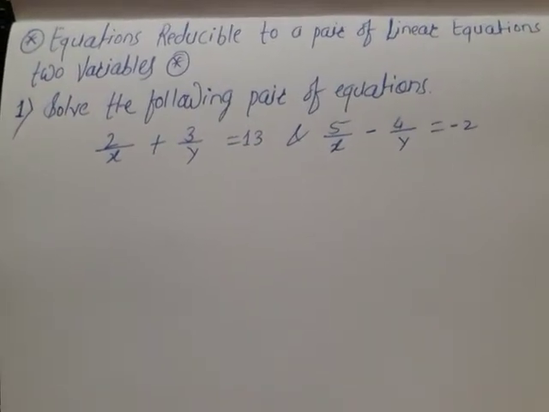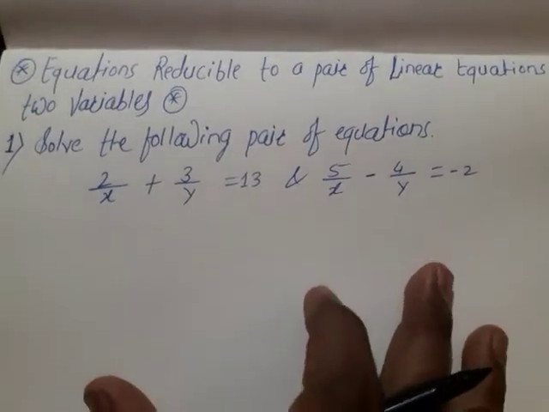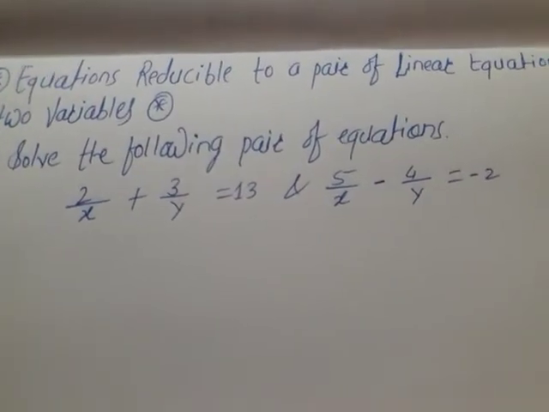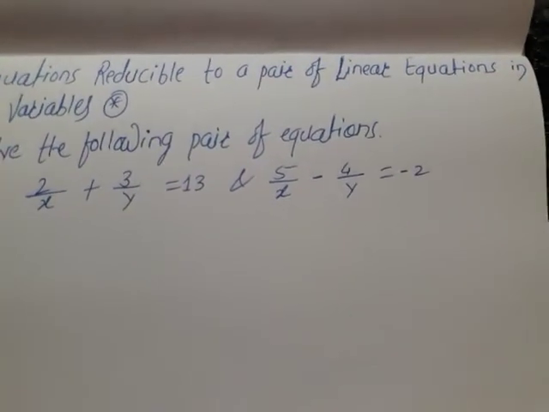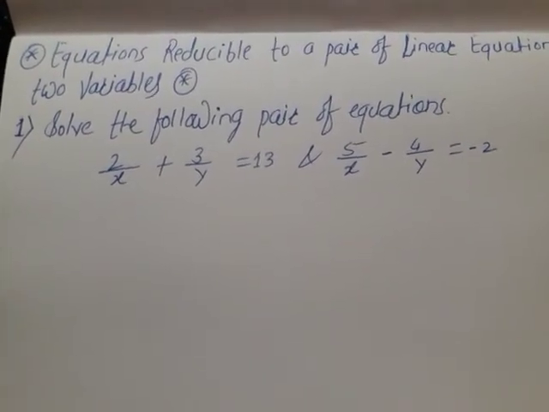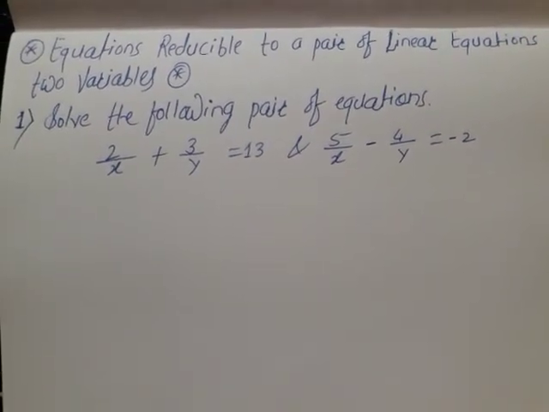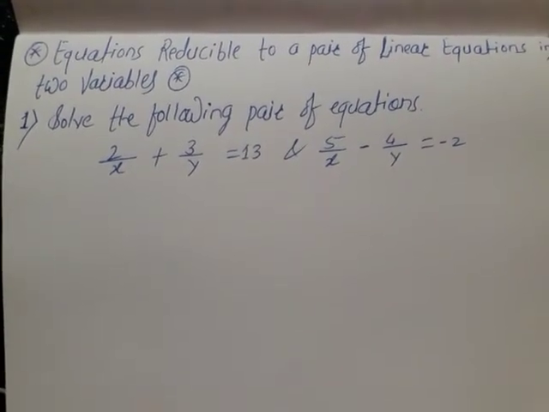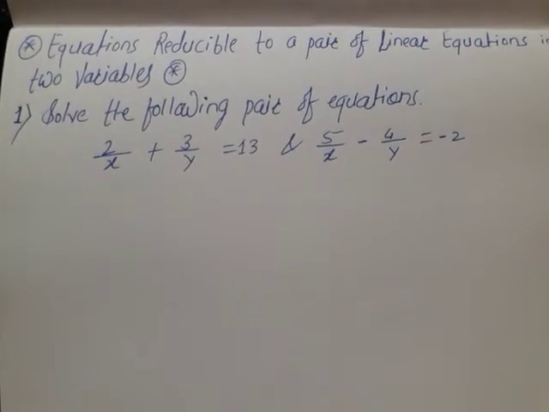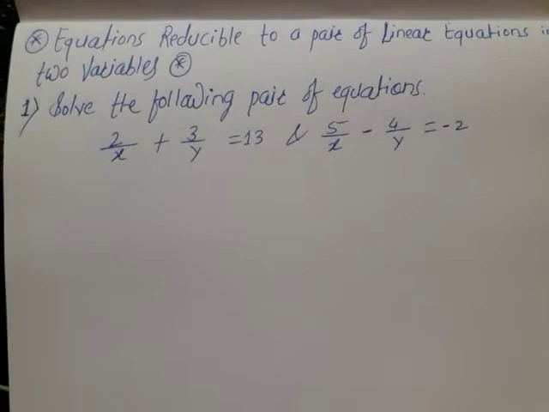If you see carefully, you will come to know what the point is that we are going to study from today onwards. Look here: equations reducible to a pair of linear equations in two variables. It means that first of all, the given equations we have to reduce to the form of a pair of linear equations, and after reducing them we have to solve.